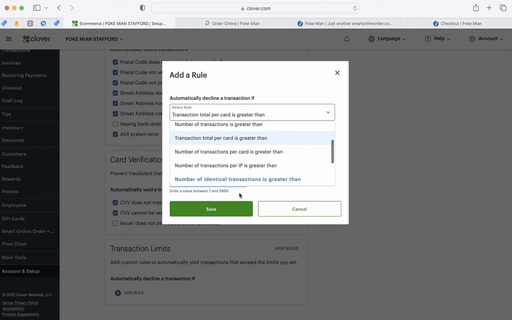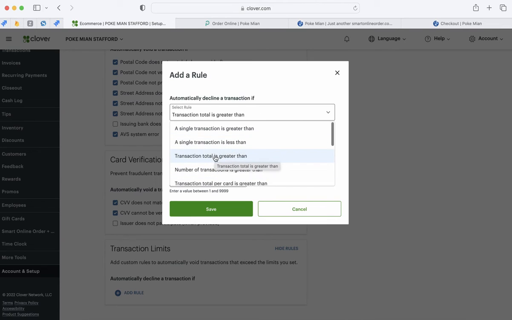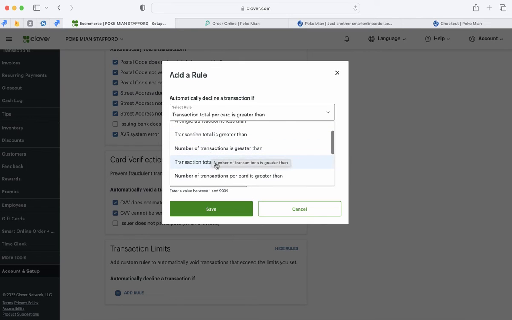And again, there's more rules here. If you go through here, there's tons of rules. Total refund amount is greater than. Well, obviously, your customers cannot do refunds here, but you want to look for the settings where they're ordering themselves, okay? And then there's other additional options.